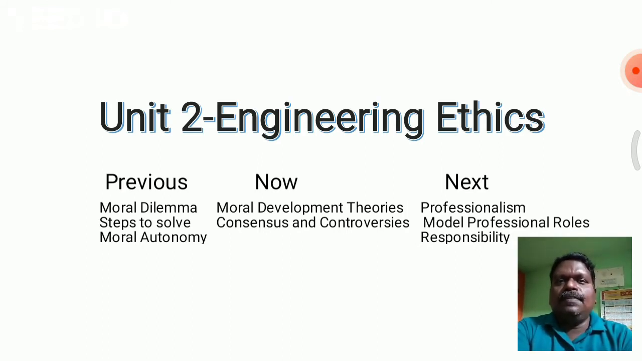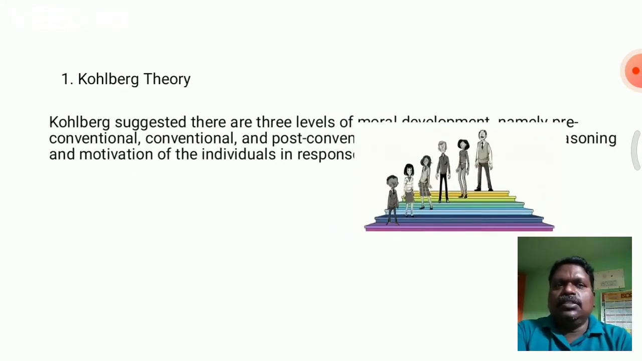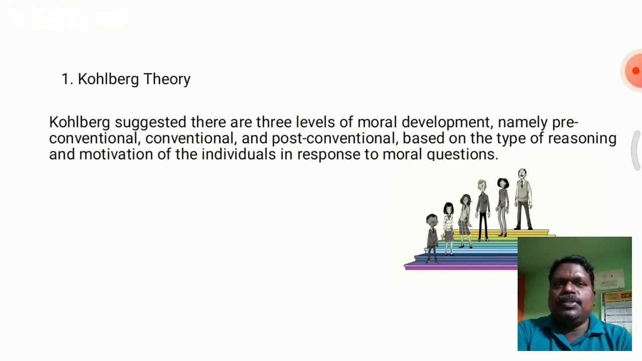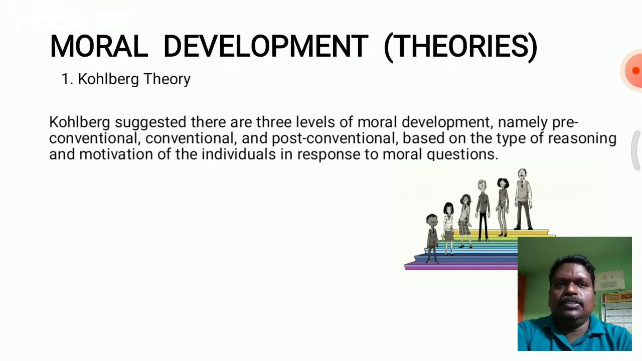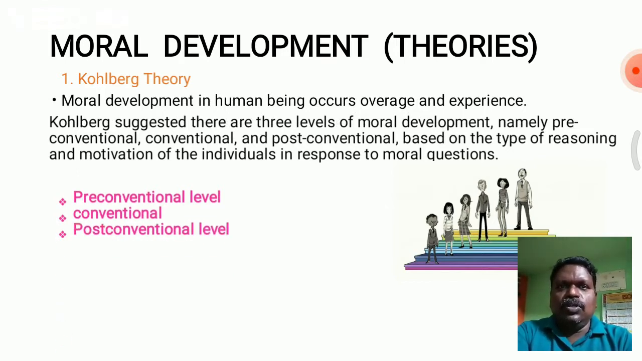So it's about moral development theories. So we'll see what is that. So there are two different theories proposed by two different management expertise. One is Kohlberg theory. In this theory, there are three levels of moral development taken, namely pre-conventional, conventional, and post-conventional. So, moral development in human beings occurs over age and experience. This was the belief made by Kohlberg.